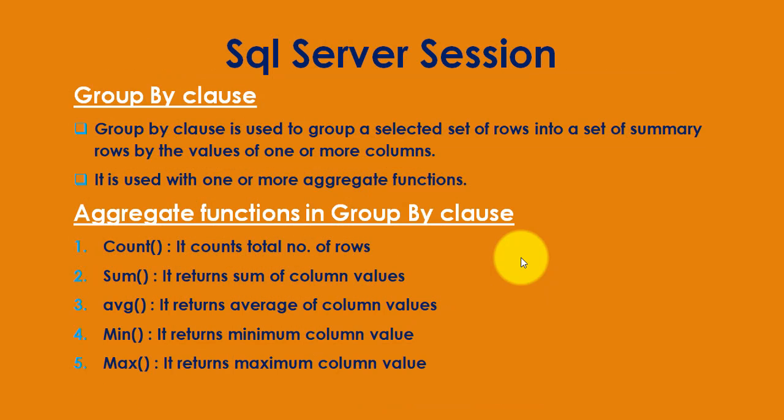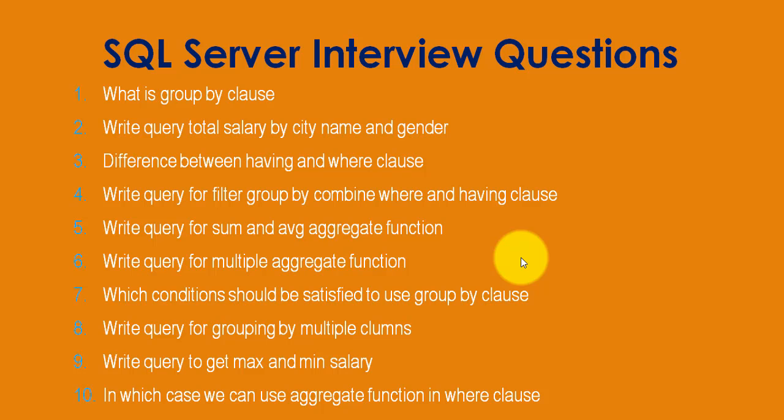Group by clause is used to group a selected set of rows into a set of summary rows by the values of one or more columns. It is used with one or more aggregate functions. There are 5 mostly used aggregate functions. One is count, which counts the total number of rows. Sum returns the sum of column values. Average, that is AVG, returns the average of column values. Min returns the minimum column value, and max returns the maximum column value. So that's all about what is group by clause.